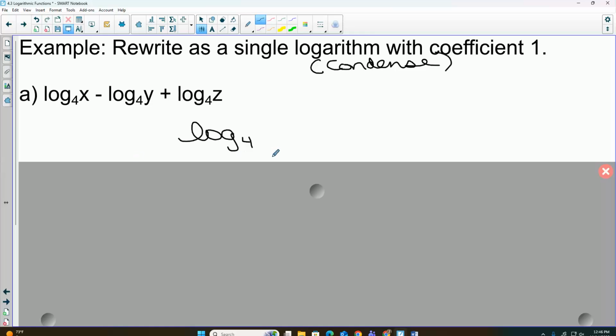So log base 4 of x, that was a positive, so x is on top. Minus log base 4 of y, so where does my y go? On the bottom. Plus log base 4 of z. This one's added, so it goes on the top. It's going to be multiplied. So since it had a positive log base 4 of z, that had to be on the numerator. So it's just log base 4 of xz over y.